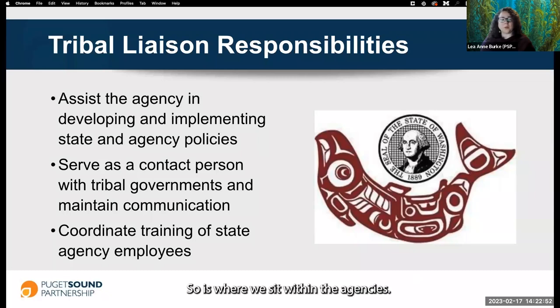This is where we sit within the agencies. I am part of our agency's executive office, and I work very closely with our executive director, our equity and environmental justice manager, and our leadership team. I spend about equal time on internal affairs as I do external affairs, as I am the in-house resource for staff.